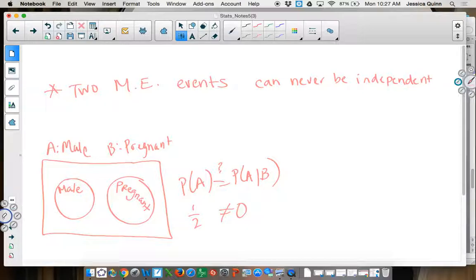Because if I pick males, then that's going to tell me something about the probability of picking a pregnant person. Okay? Perfect. All right. So, I'll finish writing this.